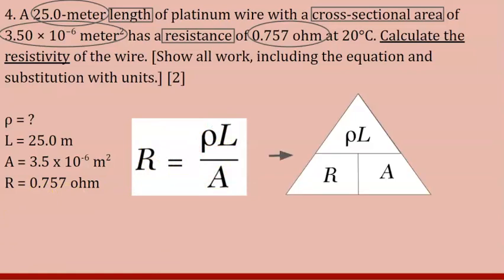I'm going to use the triangle method, or the pyramid method, and see if that can help me out. Whatever is in the numerator goes in the top of the pyramid. So I have rho L, and then R is on the left, and A is on the right. I can't really get rho by itself with this method, but I can get rho times L by itself, and that might get me on the right track. So if I cover up rho times L, I would see that it's equal to R times A. So this is how I'm going to rearrange my formula, and that's going to be my starting point for this problem. Rho L equals RA.